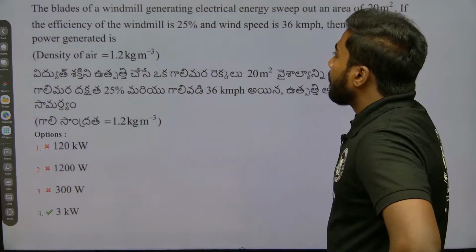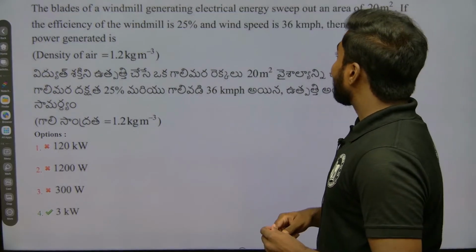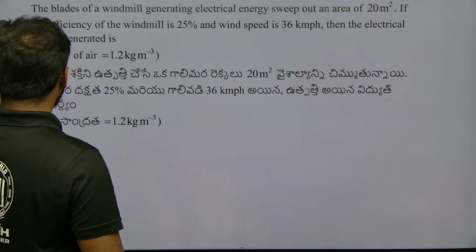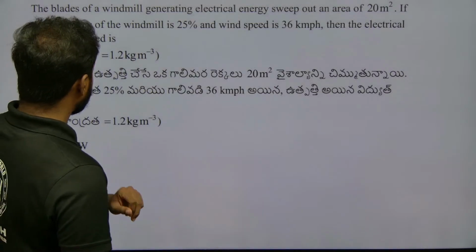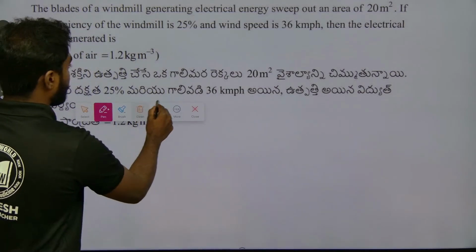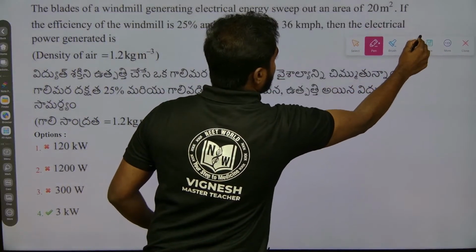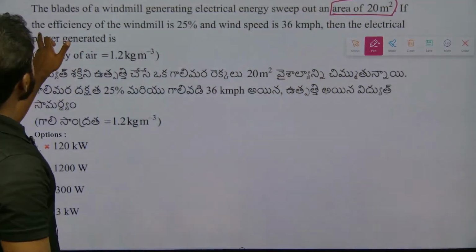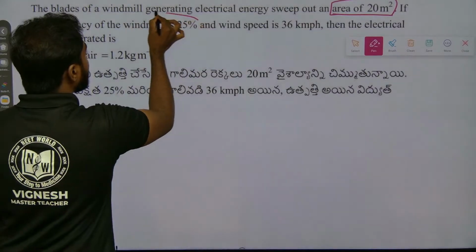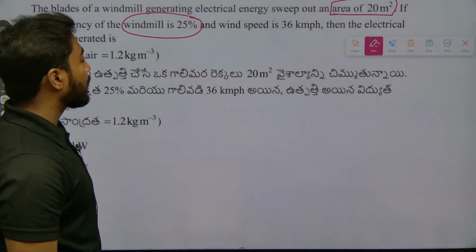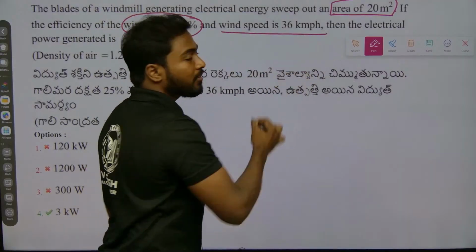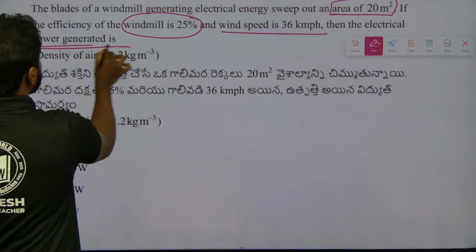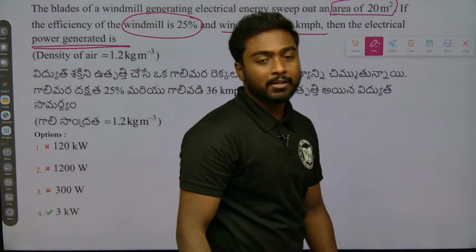The blade of a windmill generating electrical energy sweeps out an area of 20 meter square. Let me take a marker here. So, 20 meter square is the given area. The efficiency of the windmill is 25%, and the wind speed is 36 km per hour. They are asking what the electrical power generated is.